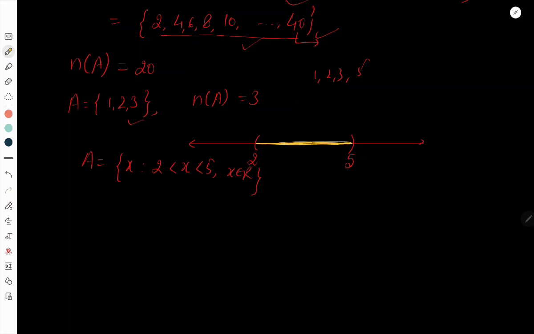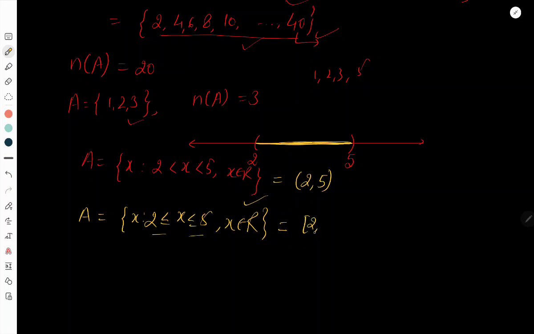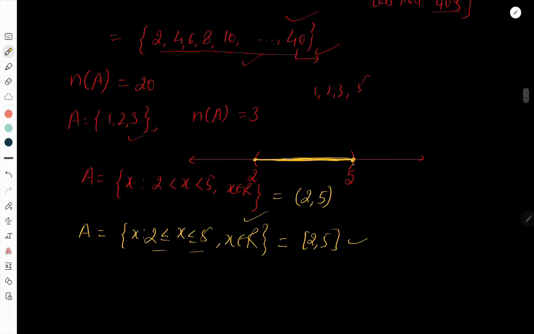I think the meaning is clear to you. This type of set is written as open interval (2, 5), which means in this set neither 2 nor 5 is there, but all numbers between 2 and 5 are there. Similarly, if I write A equals {x such that x is greater than or equal to 2, less than or equal to 5, x belongs to real numbers}, the meaning is all numbers from 2 up to 5. This is the closed interval [2, 5], which means this time you take 2 and also 5.